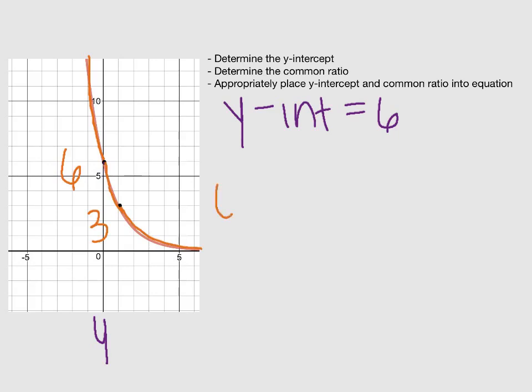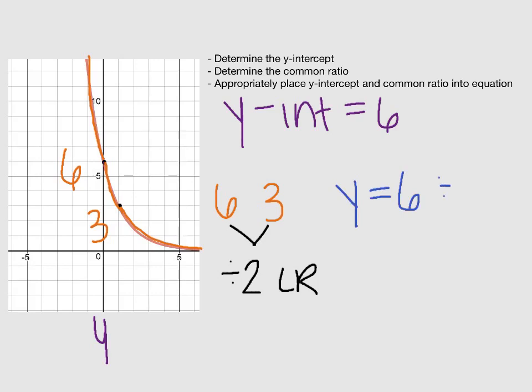So I ask myself, are my numbers getting bigger or smaller from 6 to 3? They're getting smaller, so if we're getting smaller, we are dividing. Now I ask myself, 6 divided by what number is 3? And that is 2. So that gives me my common ratio. Finally, we plug that into my equation. Y equals my y-intercept of 6 divided by my common ratio of 2 raised to the x.